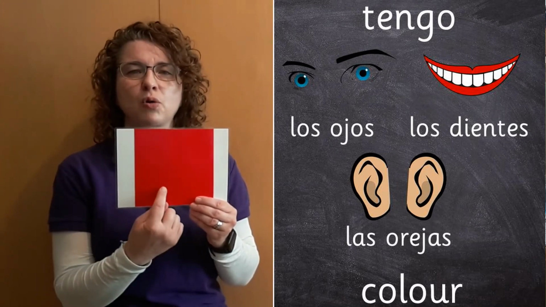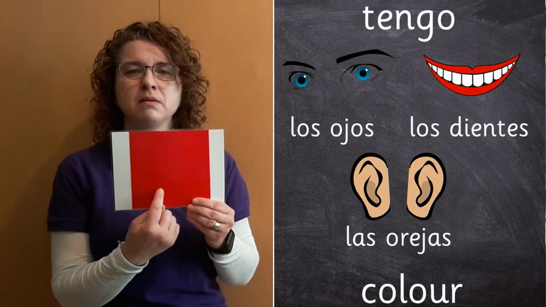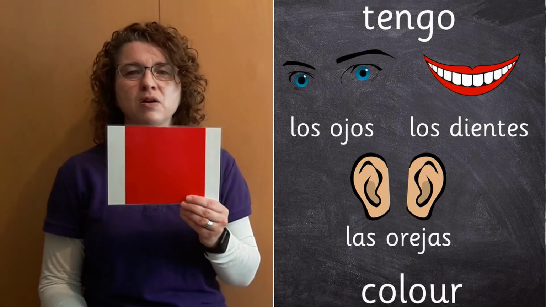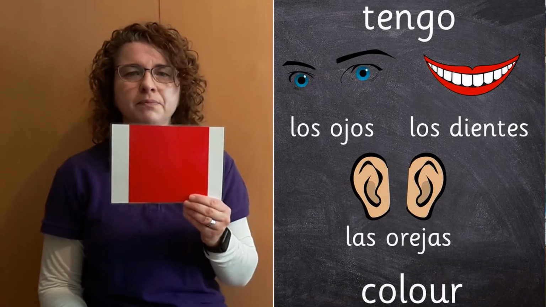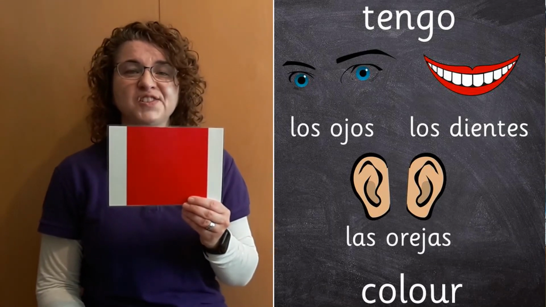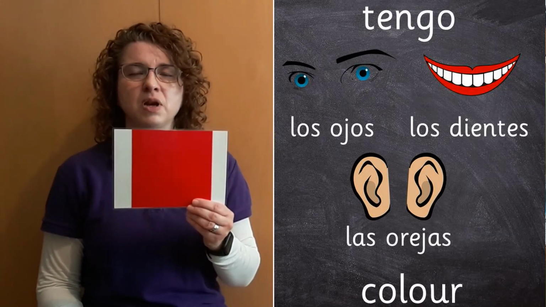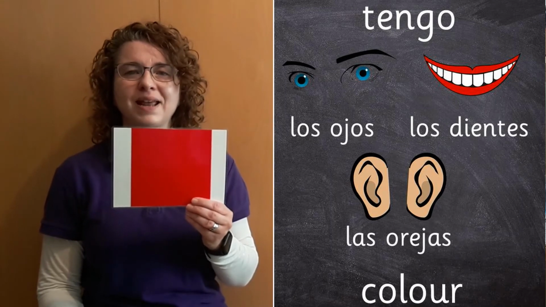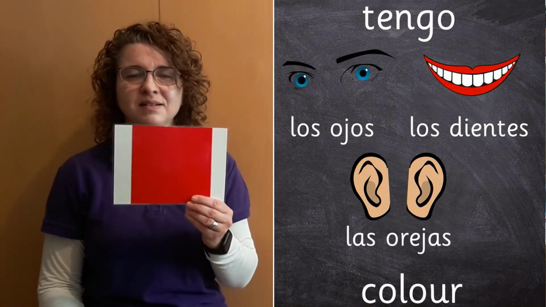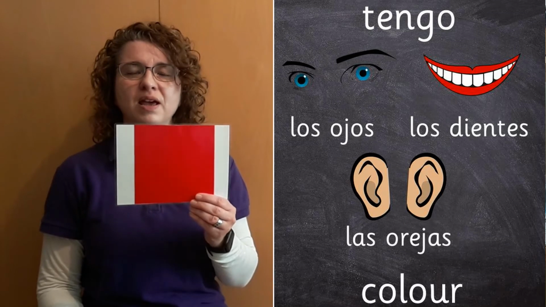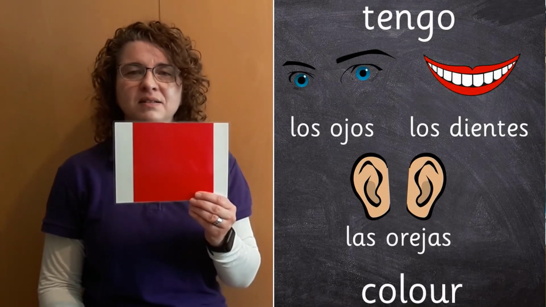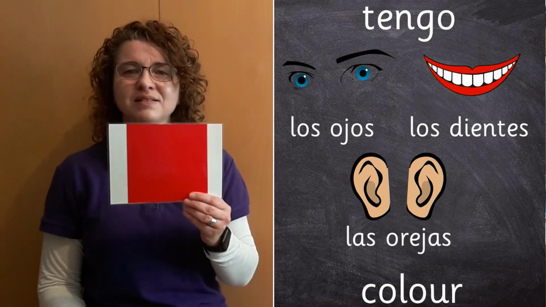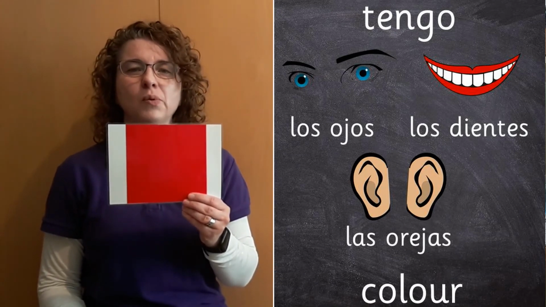So how do we make rojo feminine? We change it to roja. And then how are we going to make roja plural? We have to put s on the end. So, I have red ears. Tengo las orejas rojas. And because we've got the matching endings on the air, las orejas rojas, we know we've got it right.